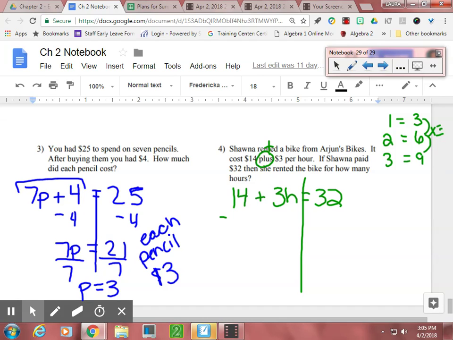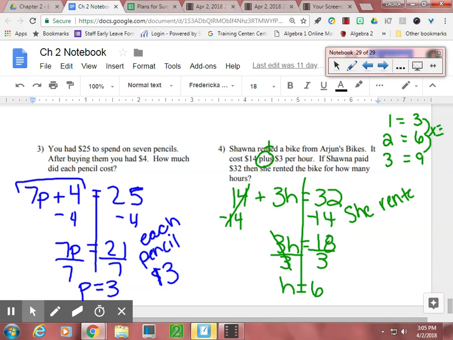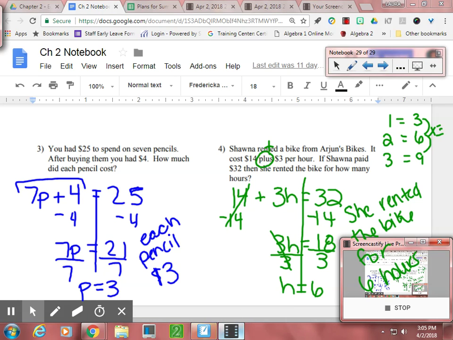Okay, so we're trying to get h by itself. So we're going to subtract 14 from each side, and then I get that 3h is equal to 18. We'll divide by 3 to get rid of it, and h is equal to 6. So what does that mean? She rented the bike for 6 hours. Okay, because we're looking for h in that case.